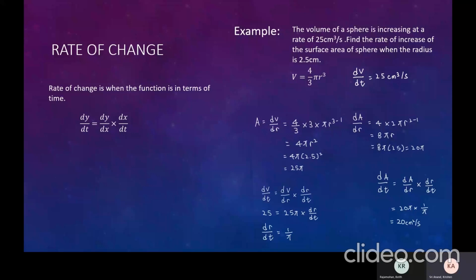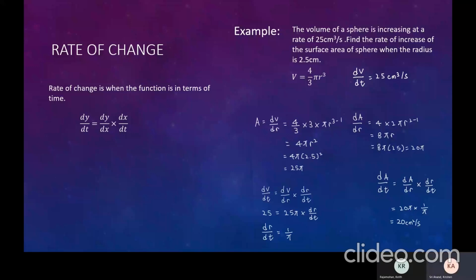We start by differentiating the formula for the volume of a sphere in terms of r. Note that this is also the formula for surface area. Bringing down the power 3 and subtracting the power by 1 gives us 4 pi r squared. Subbing r equals 2.5 gives us a surface area of 25 pi. Now we use the rate of change formula from the left-hand side, but in terms of volume. Subbing the values we got in the formula, we get the rate of change of radius to be 1 over pi.